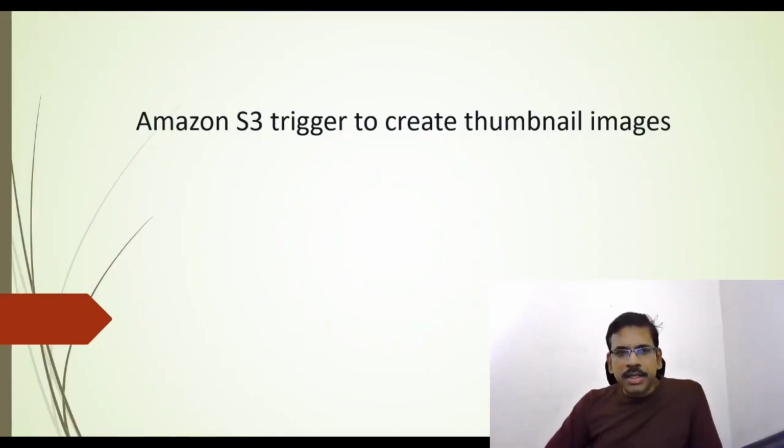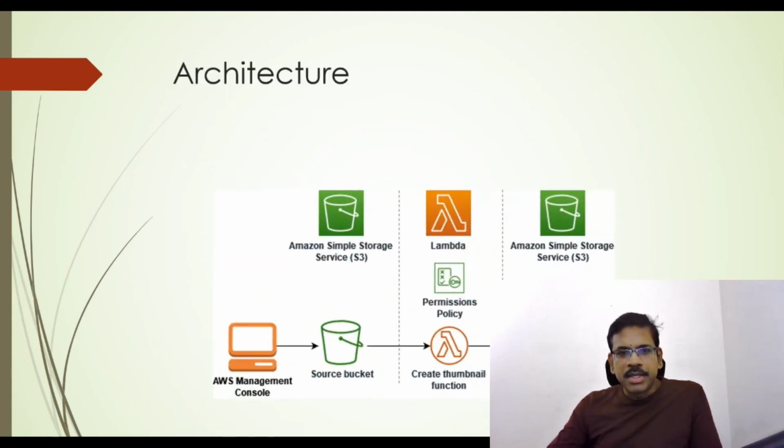Now, let us see how to set up Amazon S3 to trigger a Lambda function to create a thumbnail, a small, cute thumbnail image. Let us focus on the architecture of this solution. Let's say you have a source bucket. This time we will upload files from the management console, but we can set up this bucket to receive uploads from the application. This is a source bucket.